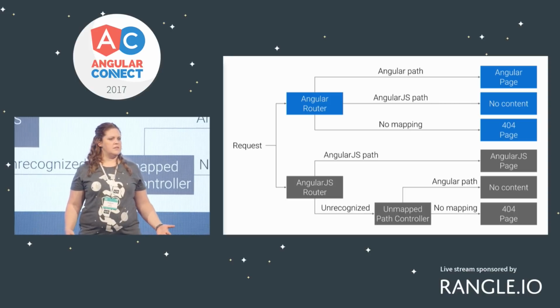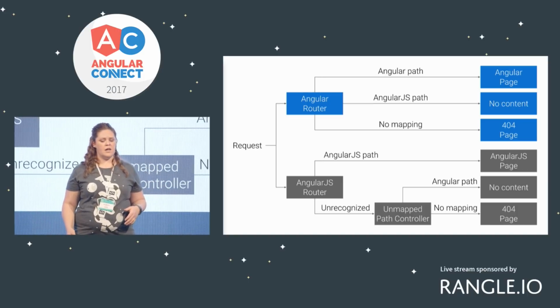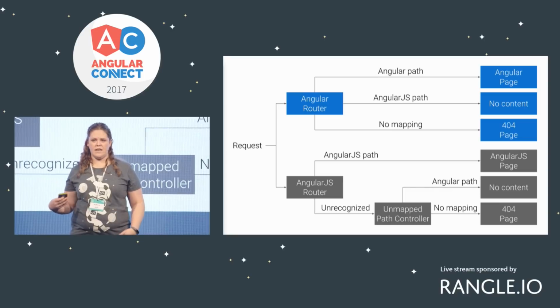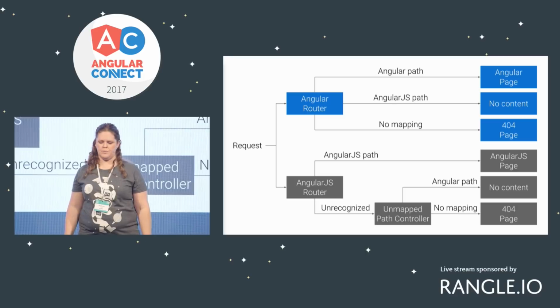So at the end of all this, here's what we end up with. Our request comes in. It's handled by both the AngularJS and Angular routers. And then from there, it branches out to either render content, render no content, or render a 404 experience.